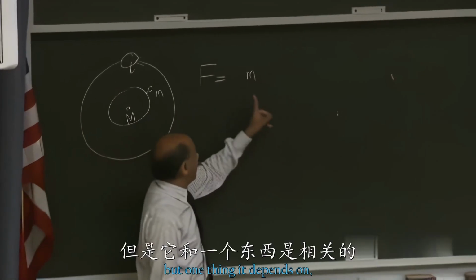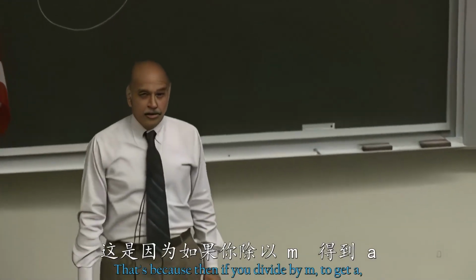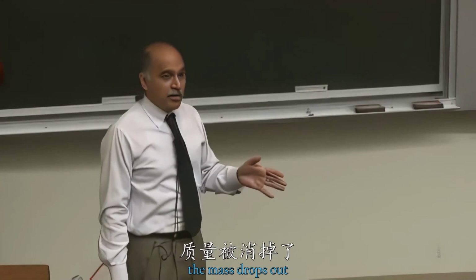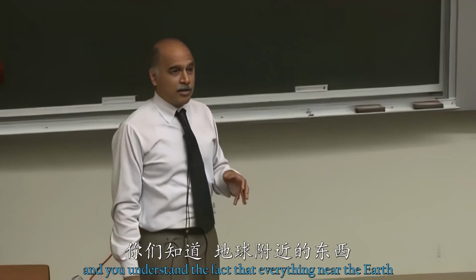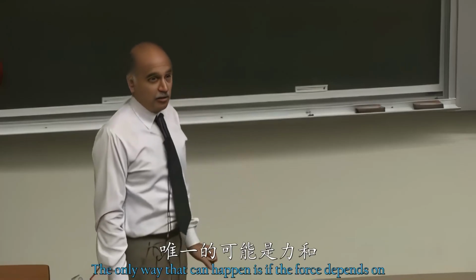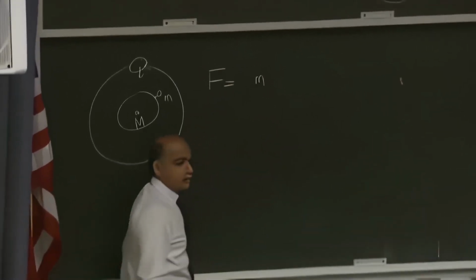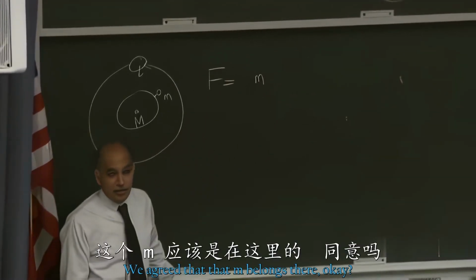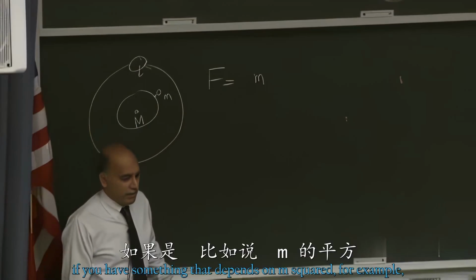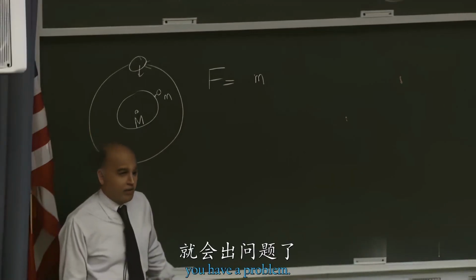This force is going to depend on various things. I'm going to write the formula, but one thing it depends on, it's got to be proportional to the mass of the apple. That's because then if you divide by m to get a, the mass drops out, and you understand the fact that everything near the earth falls at the same rate. The only way that can happen is if the force depends on the mass of the apple. You agree that that m belongs there. Okay, if it doesn't belong there, if you have something that depends on m squared, for example, or doesn't depend on m at all, you have a problem.